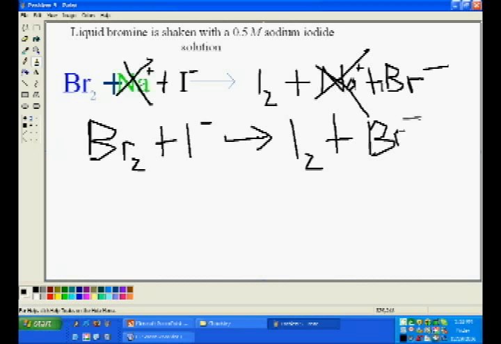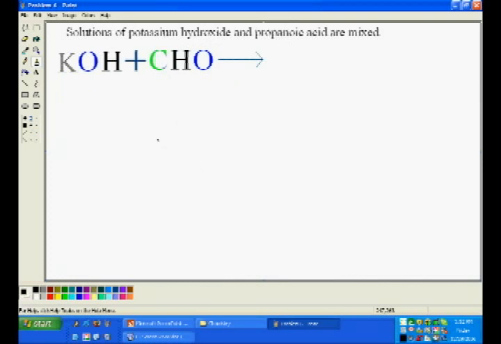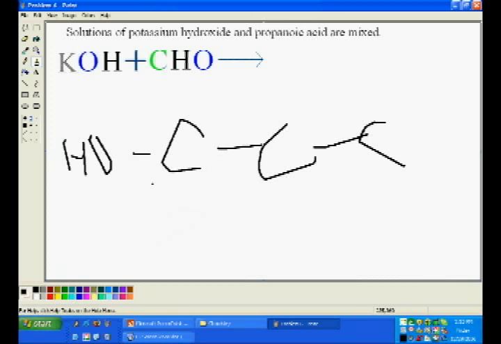Yep, something like that. Oh man, I've been waiting all day for this descriptive chem moment. Solutions of potassium hydroxide and propanoic acid are mixed. KOH and propanoic acid. Oh, it's time for some organic drawings. See, it's propanoic, so that means it's got 3 carbons, and it's an oic acid, which means it's a carboxylic group, which has an OH and a double bonded O on the end.